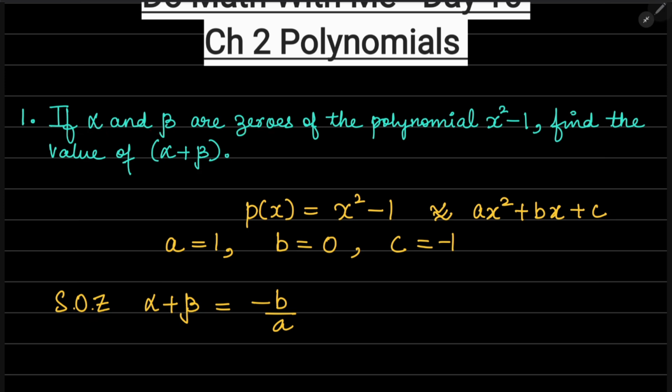So what is the formula? It is minus b by a. So minus 0 divided by a, which is 1. So the answer is 0. That's your answer. A good 1 mark question.